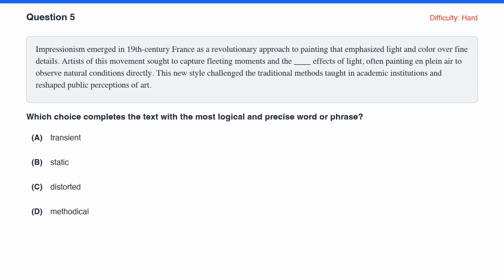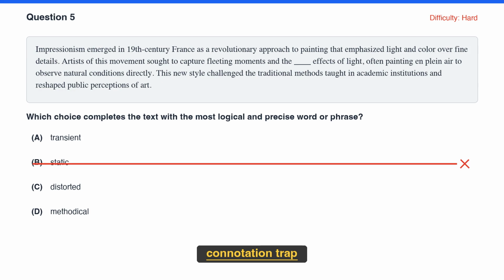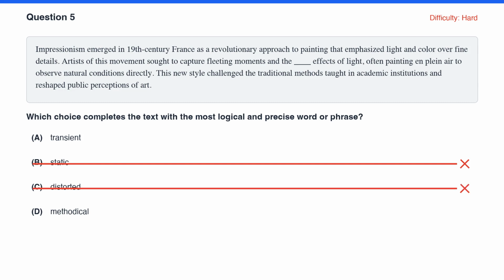Step 3, predict in plain English. Fleeting means brief, passing, short-lived. Predict short-lived. Choices. Choice B, static, direction trap. Static is the opposite of fleeting. If a student missed the and signal in step 2, they might pick this, but and means same direction, not opposite. Cross it. Choice C, distorted, connotation trap. Distorted implies the artists rendered light incorrectly. The passage admires their work. Wrong tone. Cross it. Choice D, methodical. Methodical means systematic and slow, contradicts fleeting moments.